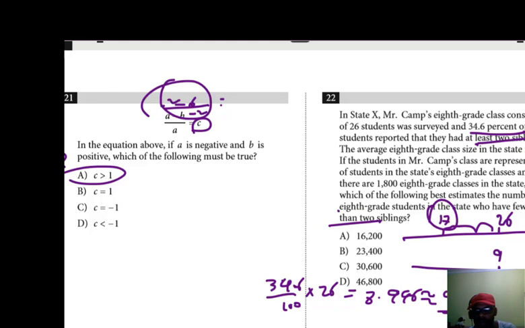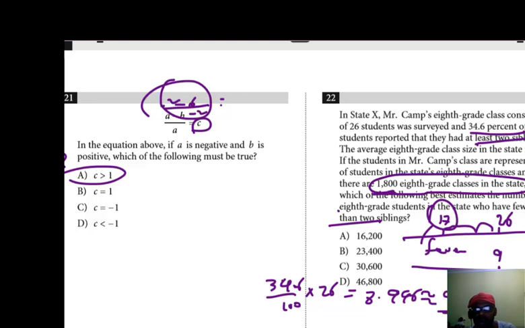Has fewer than 2 siblings. This is fewer than 2 siblings. Anyways, the class is representative of the students in the state's classes, and there are 1800 8th grade classes in the state. This is 1 class. So this is the total 8th grade classes in the state. We have a total of this much.